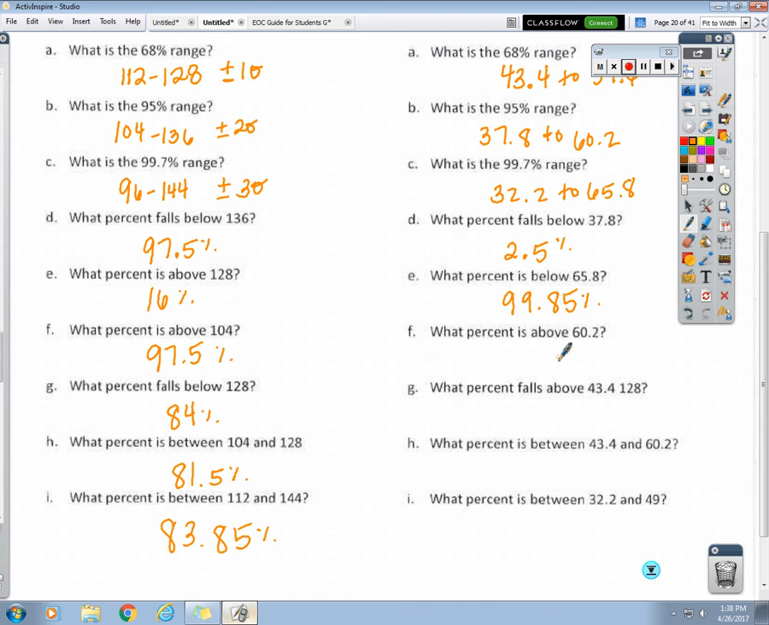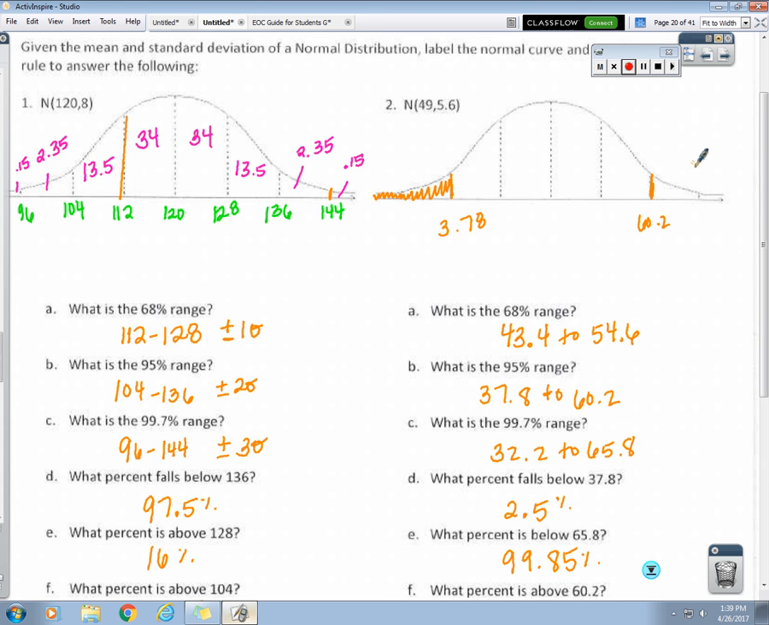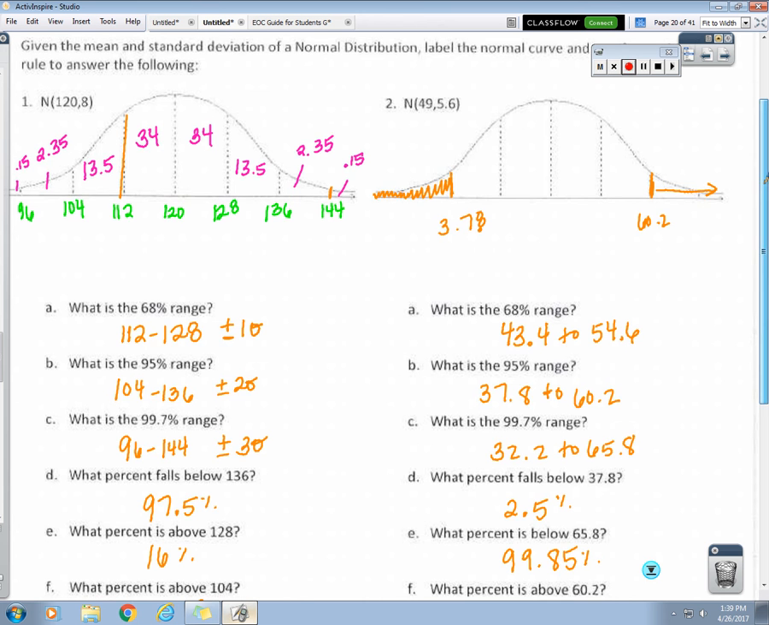F. Kylie. You didn't get that one? Okay, I'll come back to you. Ray, F. Nope, opposite way. Above 60.2. 60.2 is this line over here. So above it, oh yeah, and this was 37.8. I wrote that wrong. The point should have been right there. It would have been above it, which is that way, and that's only 2.5%.